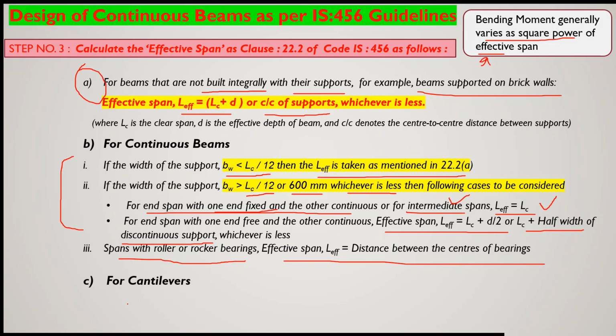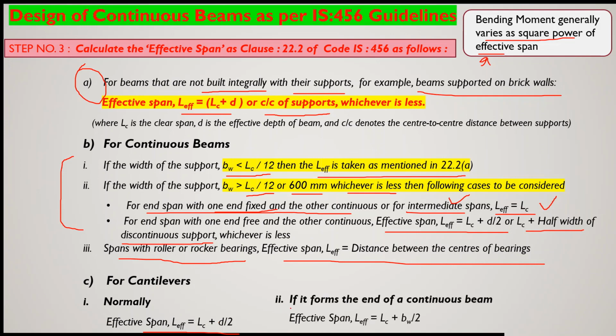Third one is for cantilever. If there is a beam that is a cantilever beam, normally if you are going to construct a cantilever in a building type of structure, you will be using these guidelines: L effective is LC plus D by 2. But if it is the end of a continuous beam, then you can take the effective span by this equation.